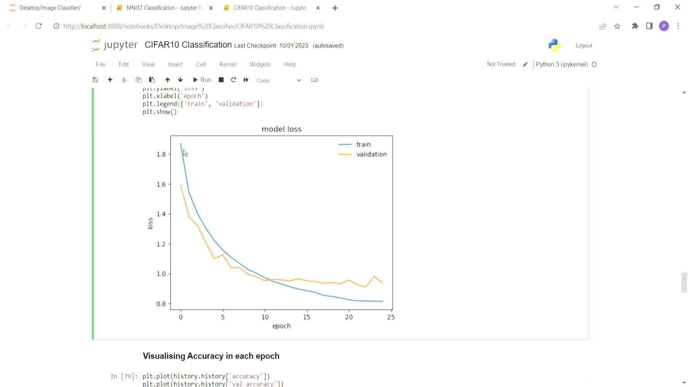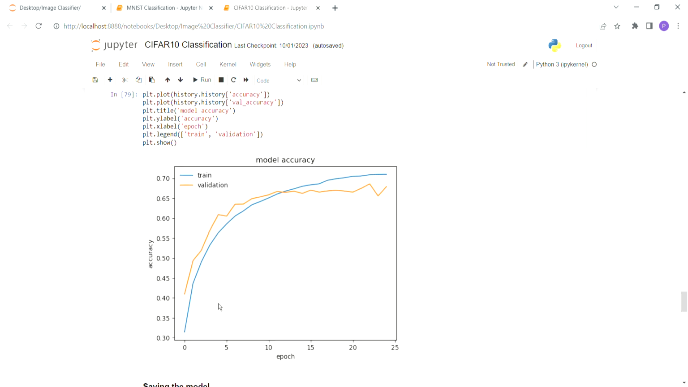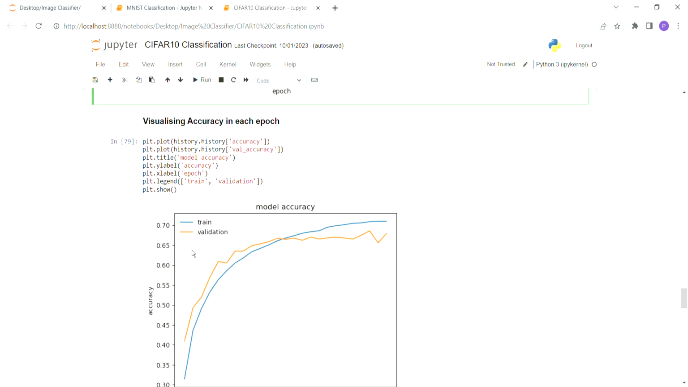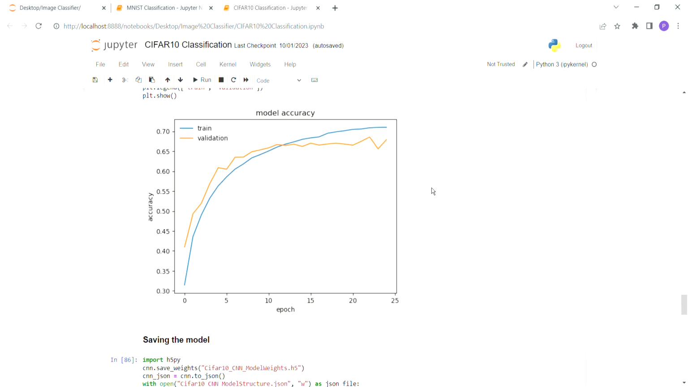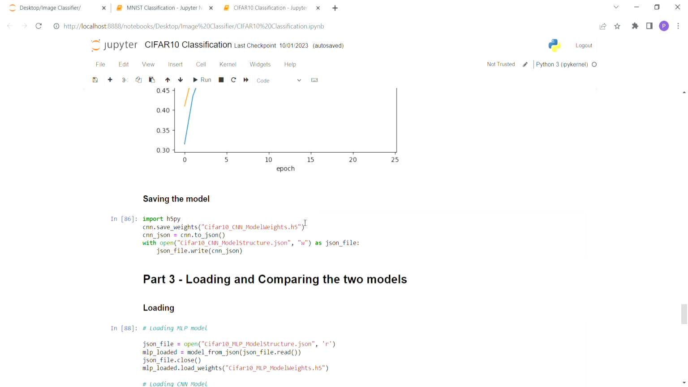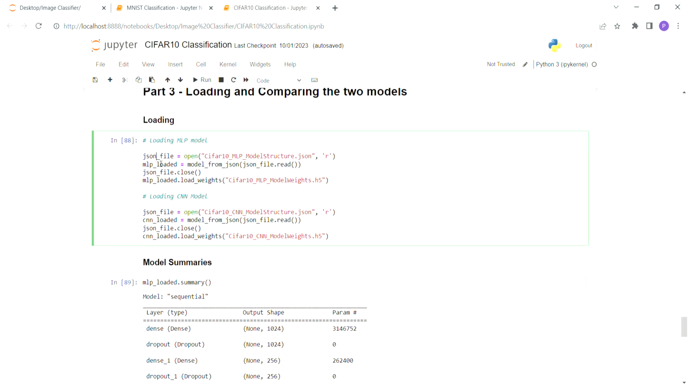This is how the loss is decreasing and how the accuracy is increasing in each epoch. We can see that the validation accuracy plateaus after a certain time. This might be due to some overfitting. However, we are getting an accuracy of around 70%, which is fair enough and quite an improvement from the previous 50%. Now we will be saving this model as well, and then we will be loading the two models.